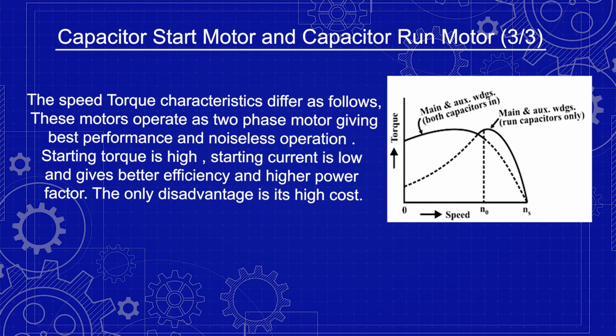The speed torque characteristic now differs from the other in a way that now the motor operates as a two phase motor, giving the best performance and a noiseless operation. Starting torque is high, starting current is low, and it gives better efficiency and high power factor. Yes, there is one disadvantage, that is its high cost.